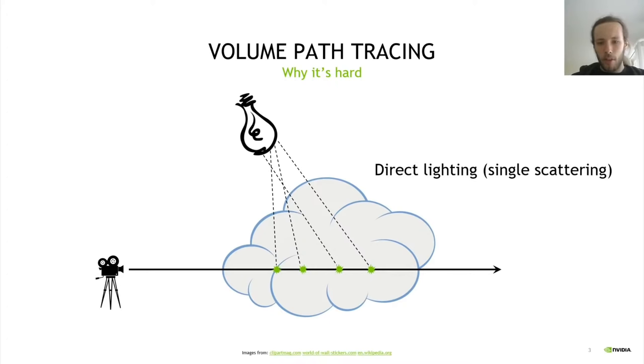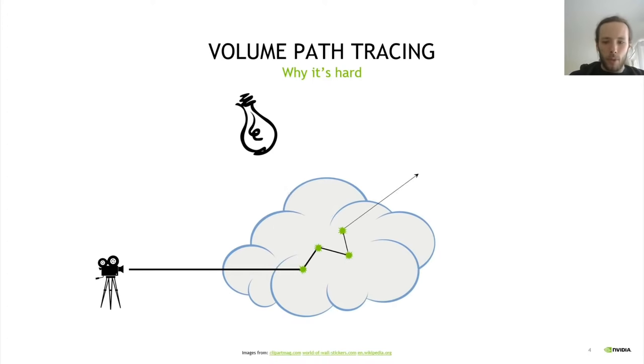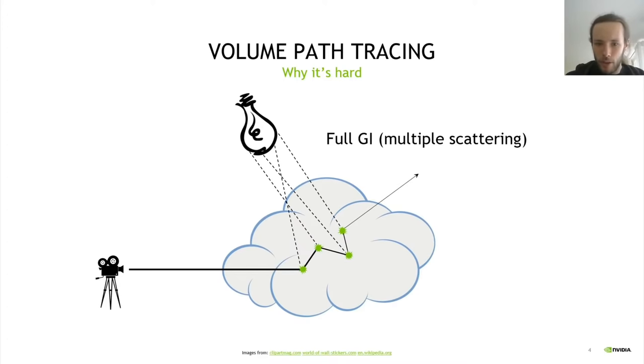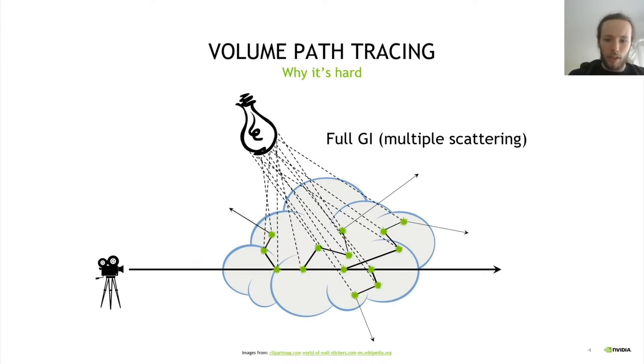Just to integrate direct lighting or single scattering in the volume is considerably harder than for surfaces, since none of the rays will hit the same point, or probably not. If we now let the rays bounce around the volume more in order to fully integrate GI or multiple scattering, the sampling problem increases in complexity drastically. There are a lot more possible light paths that these paths can take. So it's a very complicated integration problem.